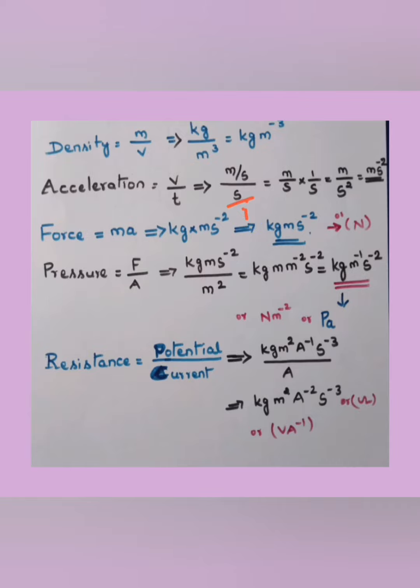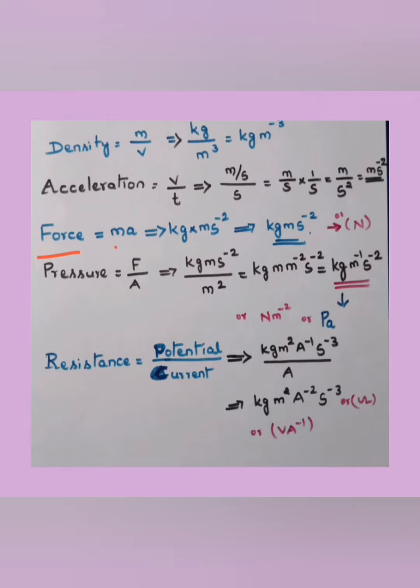Multiplying 1 into m, s into s square. Again you take this s to the numerator, meter per second square. It becomes minus. So meter per second square is the derived unit of acceleration. So we are deriving this meter per second square from many other basic fundamental units. Moving to the next one, force.